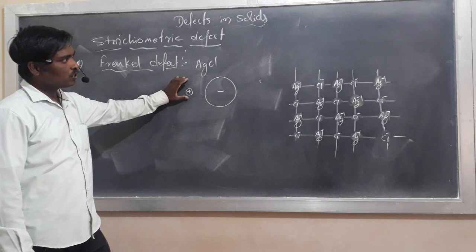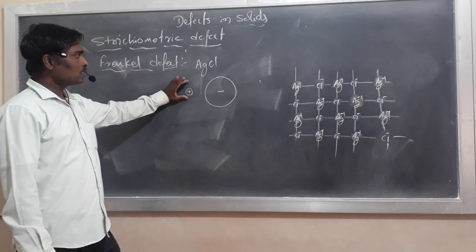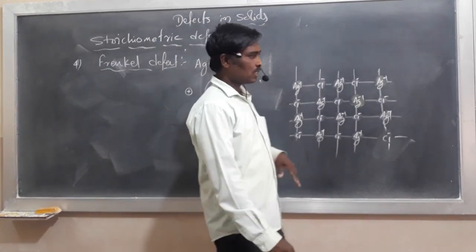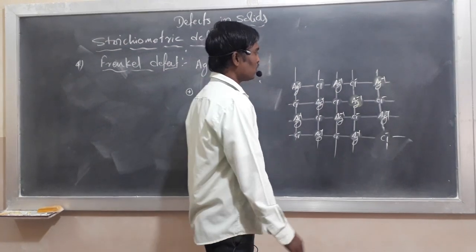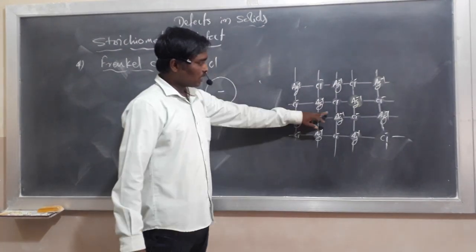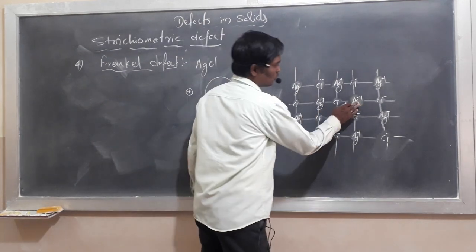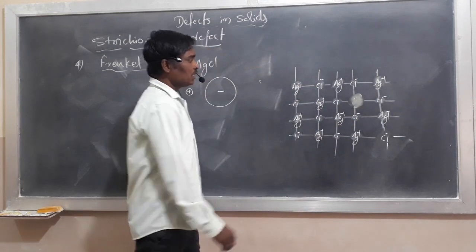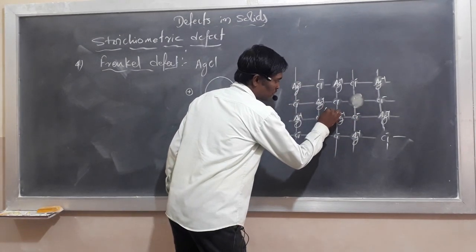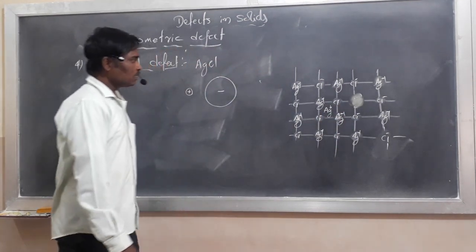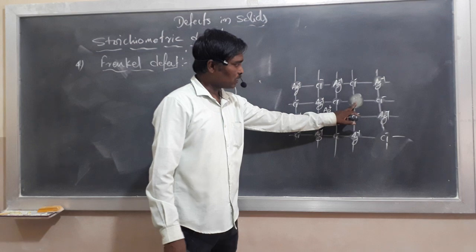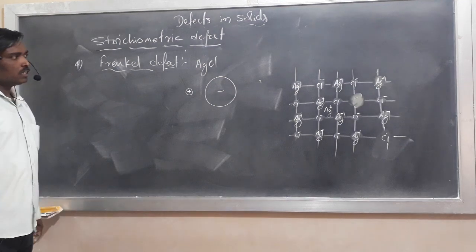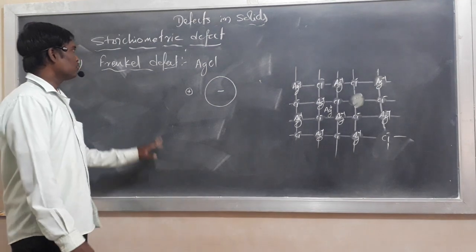So during the formation of that silver chloride crystal, some of these silver ions are not present at their regular lattice points. Instead, they occupy an empty space present between the two rows. For example, this Ag plus ion is not present at this position. Instead, it will occupy an empty space present between the two rows here. So it is dislocated from this point to here. That position is called an interstitial position, and such defects we call a Frenkel defect.